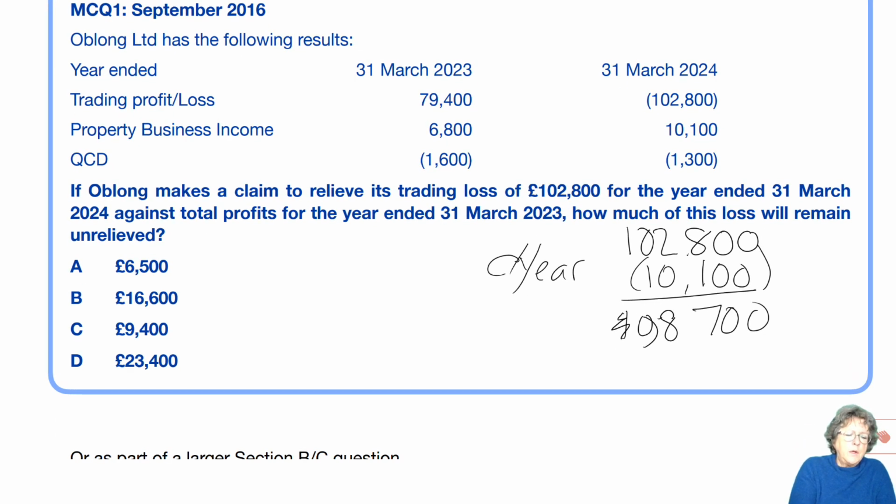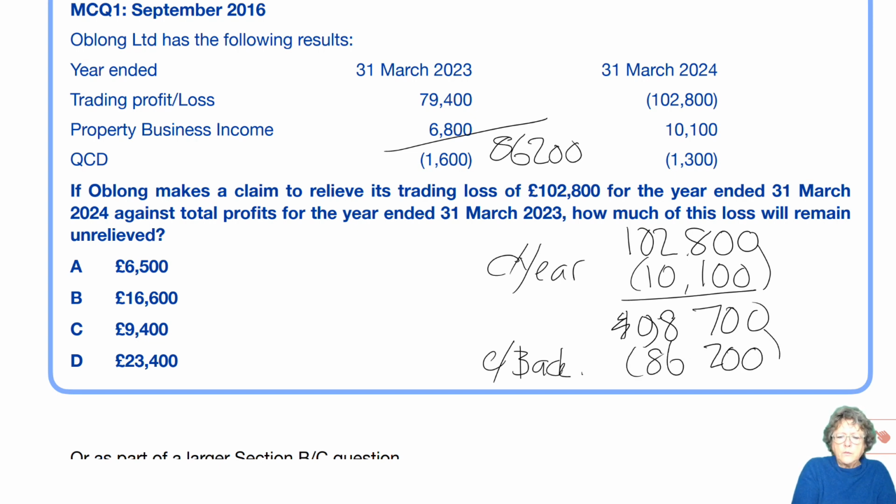Now, if we're then going to do a carry back claim, it's got to be all of that before QCDs, which is 86,200. So 86,200, which would leave us with 6,500 to carry forward, which is what the question asked, and that is the answer.